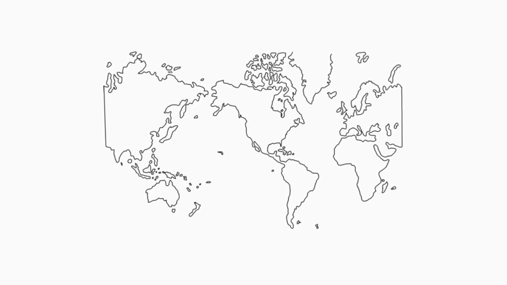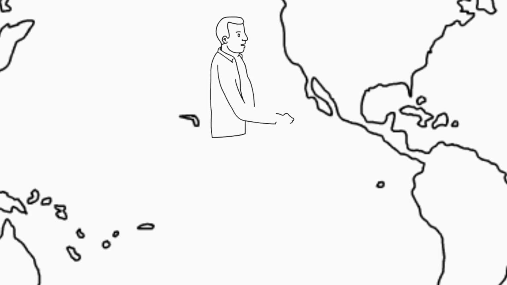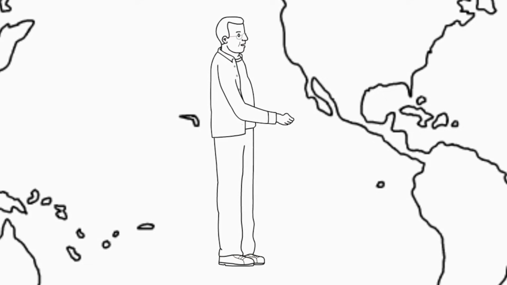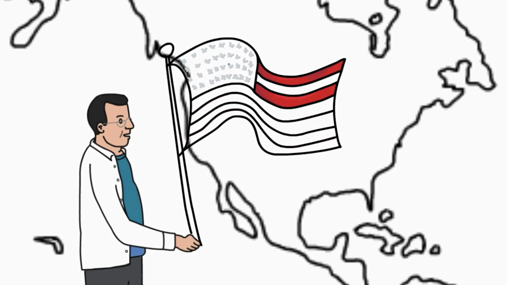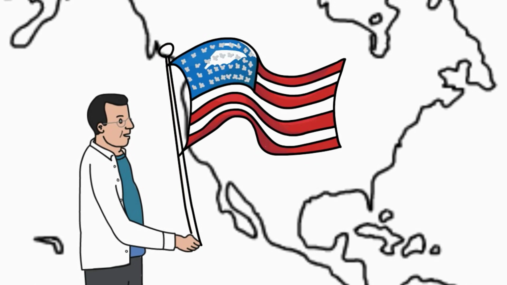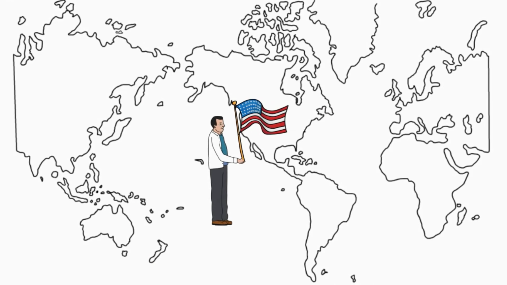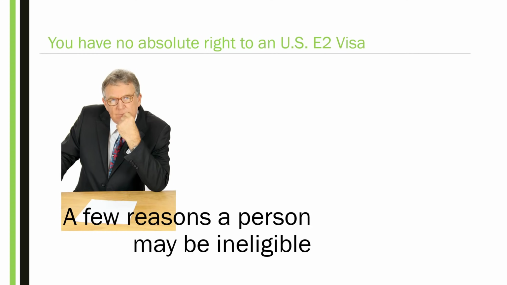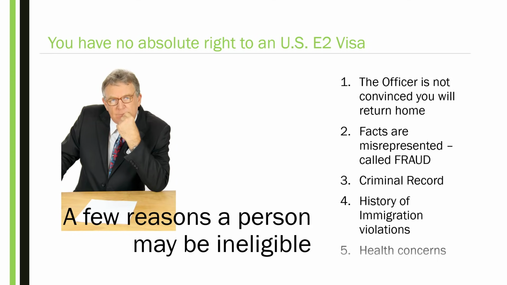There are 2 different E-2 visa filing processes, one where the investor resides outside of the U.S., and one where the investor is already legally inside the United States. Please be aware the E-2 investor has no absolute right to a U.S. visa. Here we've given you a few reasons why a person may be deemed ineligible.